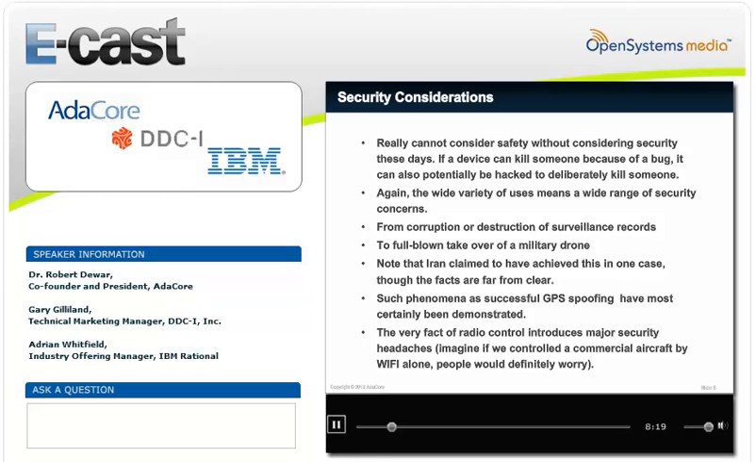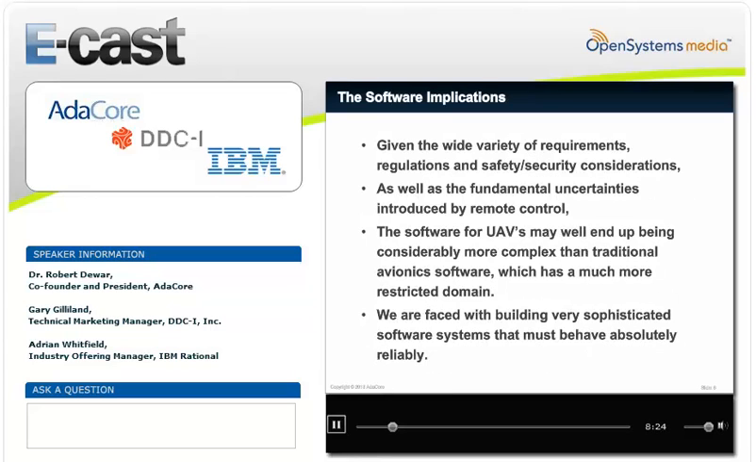So, what are the software implications? Well, the wide variety of requirements, regulations, and safety and security considerations, as well as fundamental uncertainties introduced by remote control. So my view is that the software for UAVs may well end up being considerably more complex than traditional avionics software, which after all has a much more restricted domain. So we're faced with building very sophisticated software systems that must behave absolutely reliably.